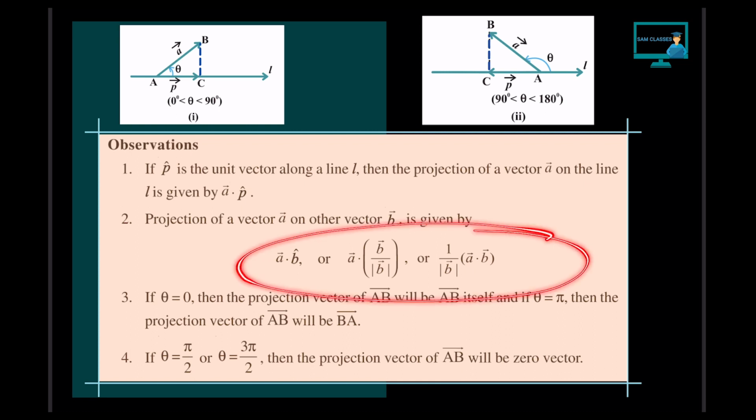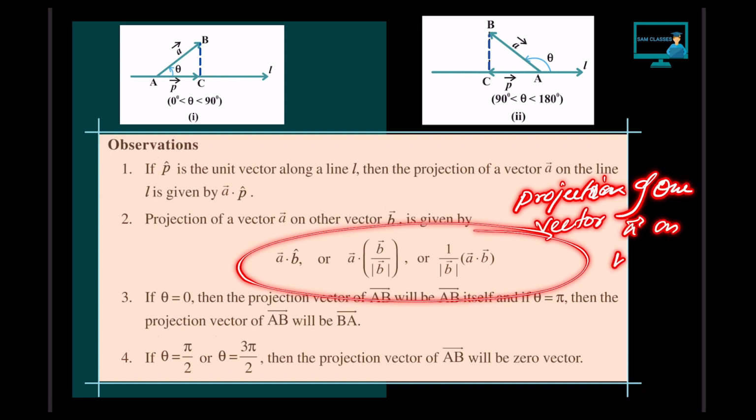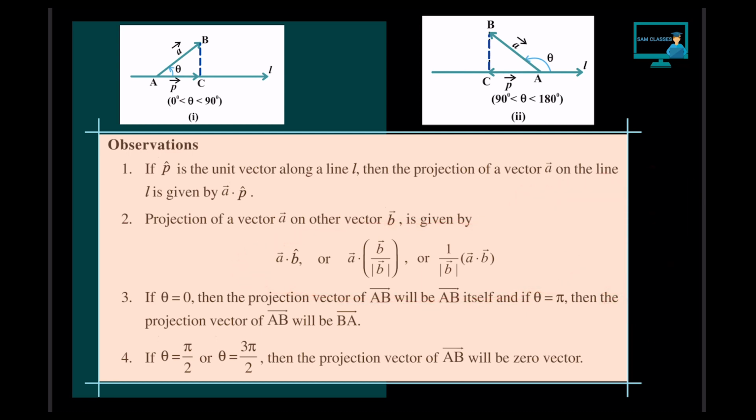We will be using it. Projection of one vector, let's say here A vector on B vector, is equal to: you take the A vector as it is, do the dot product, and take for the second vector just the unit vector. That's it.